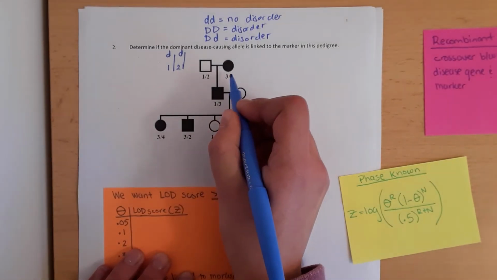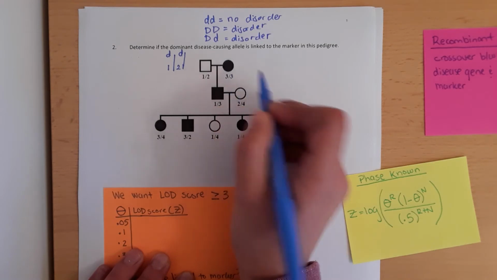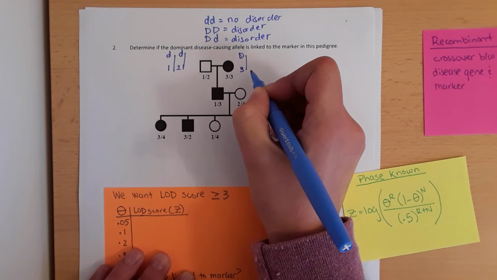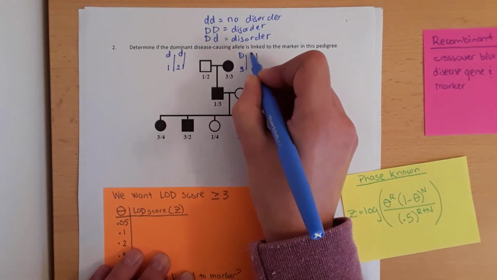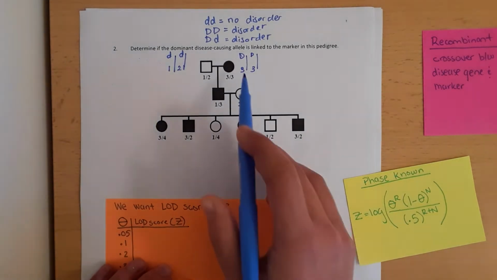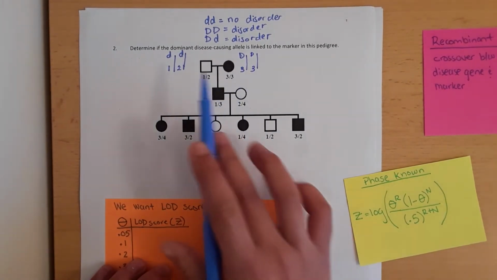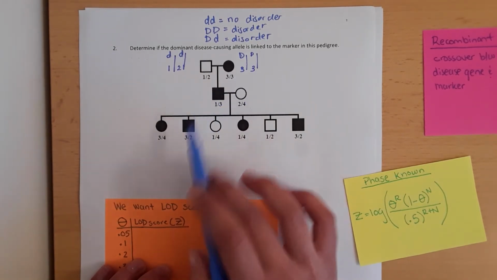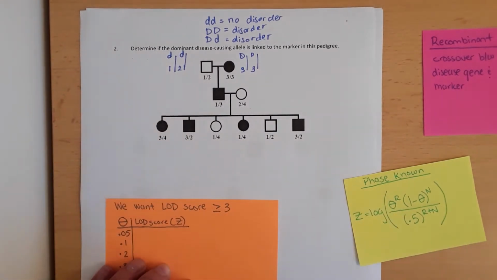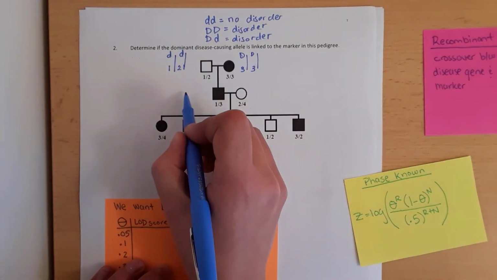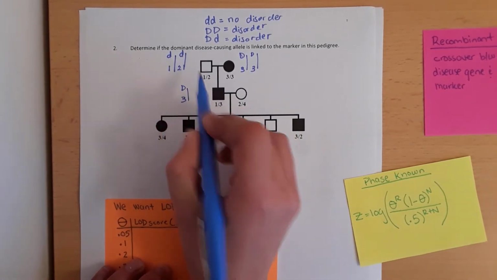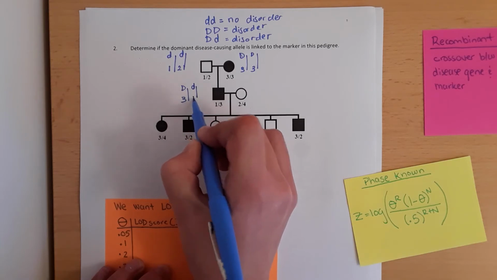So now let's go to the mom who does have it because she's shaded in. So she's going to be a big D, 3, and a big D, 3. So now we can pull apart something from the dad and the mom to come up with this person. So this person has the disorder, which means that they must have gotten big D, 3 from mom, and then little d, 1 from dad.